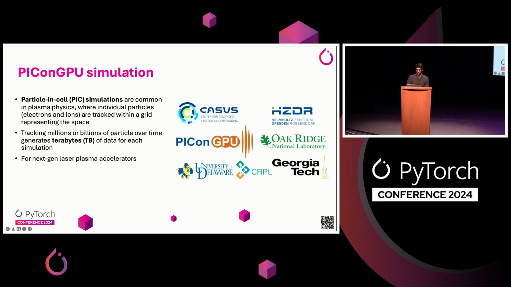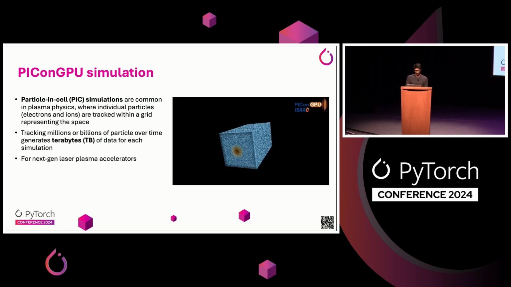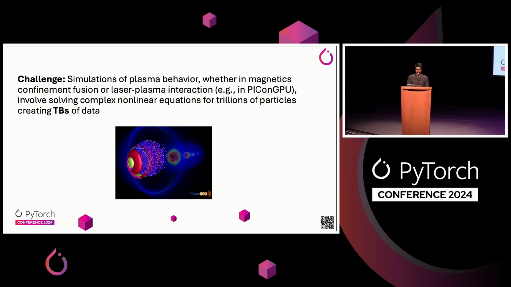So what's the point of these simulations? These simulations have various applications like chemotherapy, where concentrated energy needs to be maximized while reducing its effect on the surrounding regions and particles. The challenge with all of these simulations is that they require solving complex nonlinear equations for trillions of particles, creating terabytes of data. And the use of machine learning allows us to learn complex dynamics from this data.